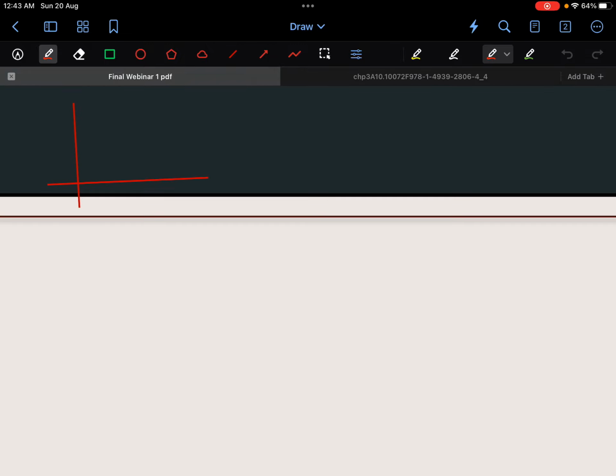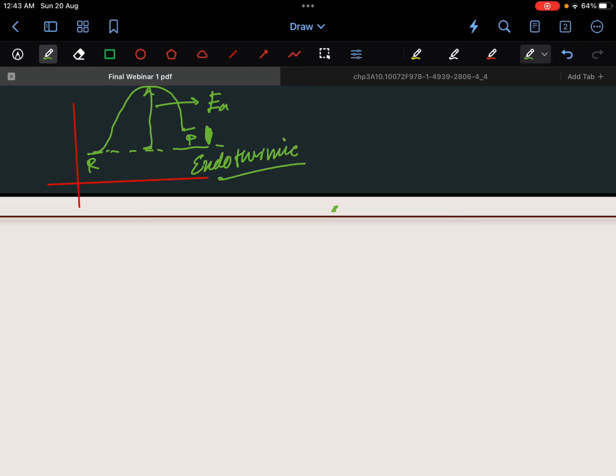This will be the x and y coordinates. So this is the reactant, and here is the product, and there will be a graph like this, right? And this is the activation energy. If the product is at a higher level than the reactant, it is known as an endothermic reaction.